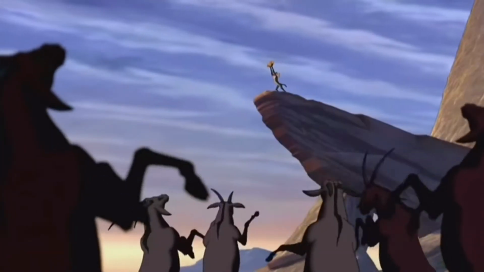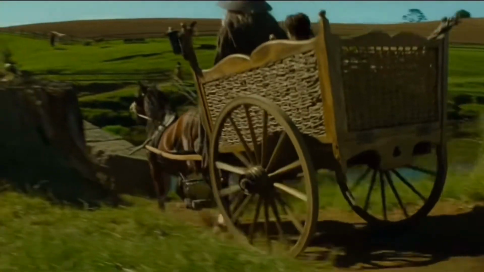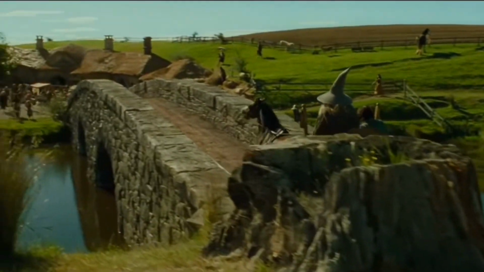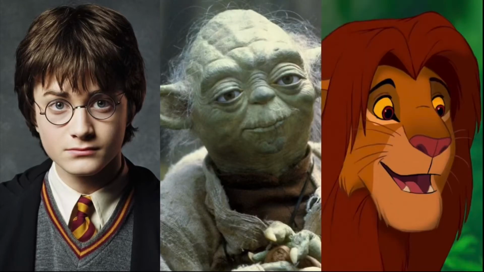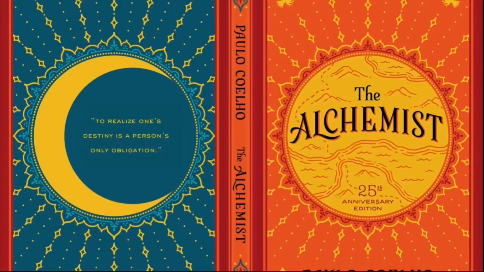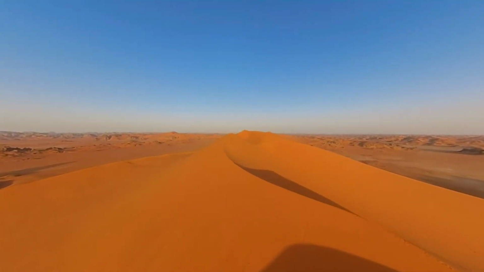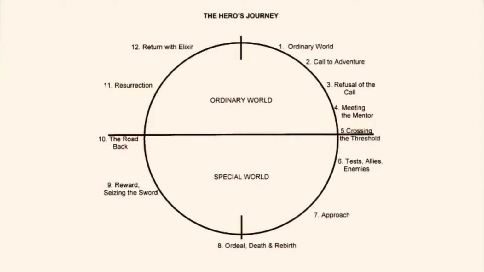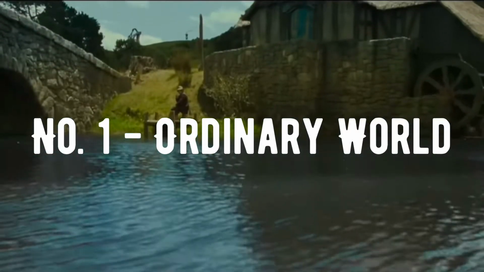The hero's journey, developed by Joseph Campbell in 1949, is one of the most commonly used archetypes, and has shaped many famous stories such as Harry Potter, Star Wars, and The Lion King. In this video, I will go through Paulo Coelho's The Alchemist and detail how the author closely follows this archetypal structure. The hero's journey tells a story using 12 key events, starting with Number 1.